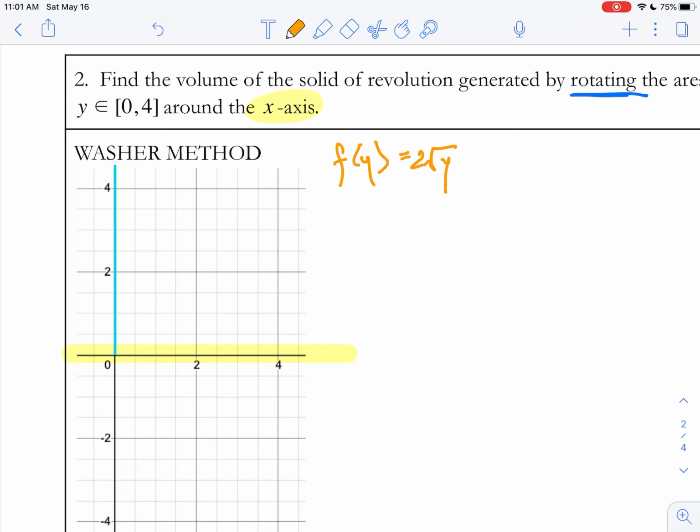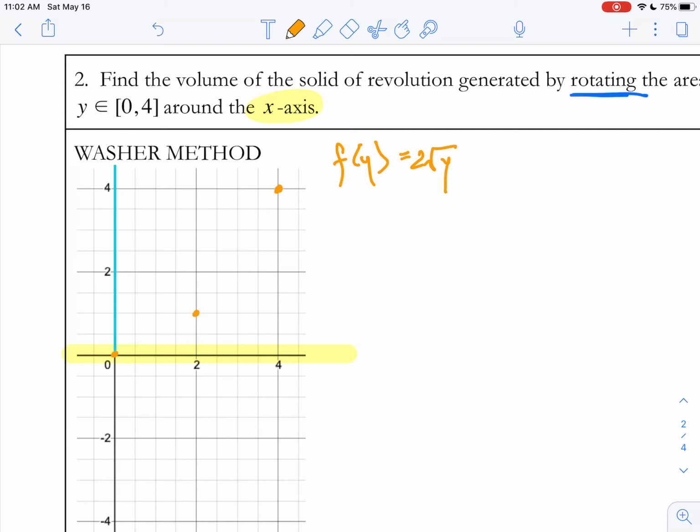Now I might not know what that looks like, but don't forget that you can always use a table to help you figure that out. So plug in a few nice points, see what you get. When I plug in 0 for y, I'm going to get 0 for x, which means that 0, 0 is a point on my curve. When I plug in 1 for y, I'll get 2 for x, so I know the point 2, 1 is on the curve. And finally, when I plug in 4 for y, I'm going to get 4 for x, and so that's going to be the last point that we use to help us sketch.